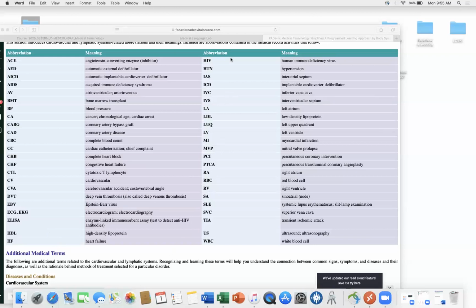Heart failure, very common. HIV, common. Now, hypertension, sometimes it's lowercase HPN, uppercase HTN, uppercase HPN. There are all different forms, but hypertension is hypertension. IAS, ICD, not as common. Inferior vena cava, superior vena cava, IVC and SVC, that's common. TIA down here, transient ischemic attack.